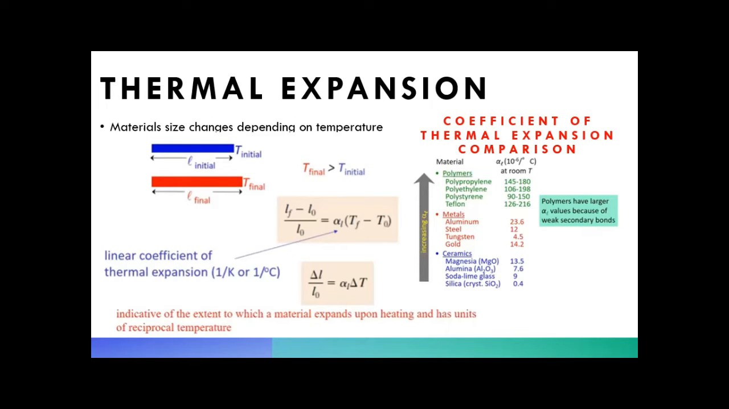Thermal expansion. So what is it? Usually, solid materials will expand upon heating and contract upon cooling. As you can see, this is the initial length and this is the final length of this bar after thermal expansion. So the change in length with temperature for a solid material can be expressed using this formula, and alpha L is what we call the linear coefficient of thermal expansion.